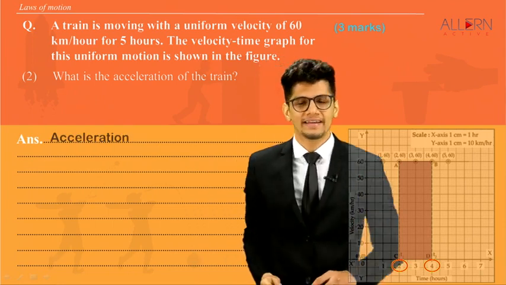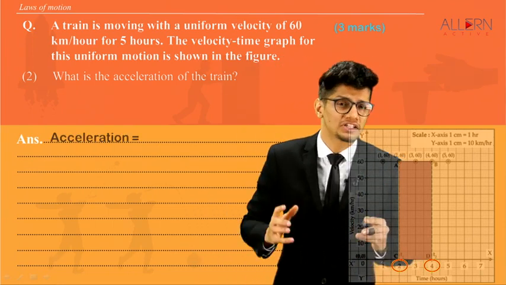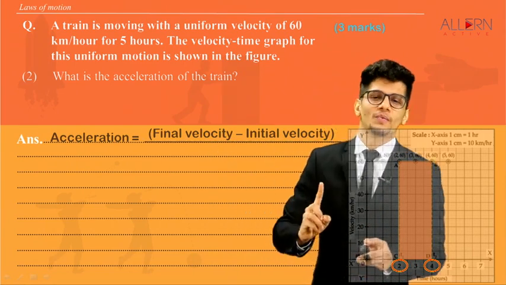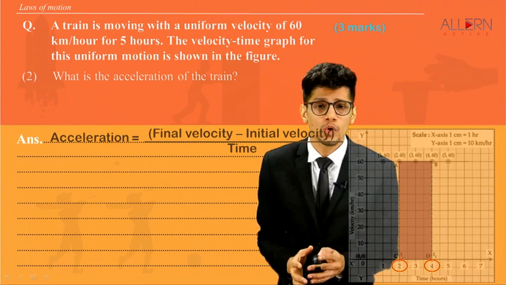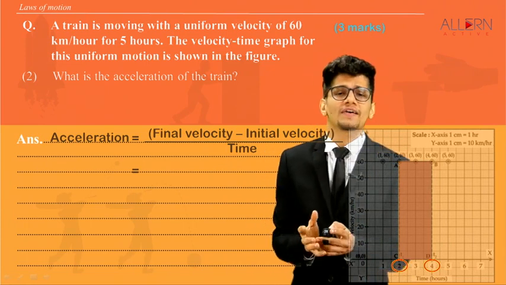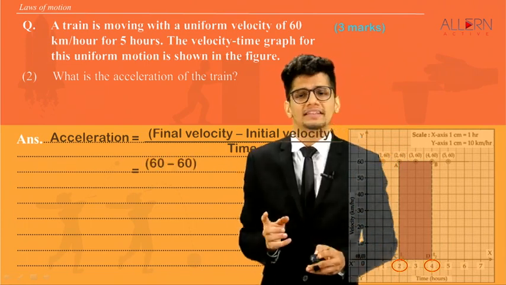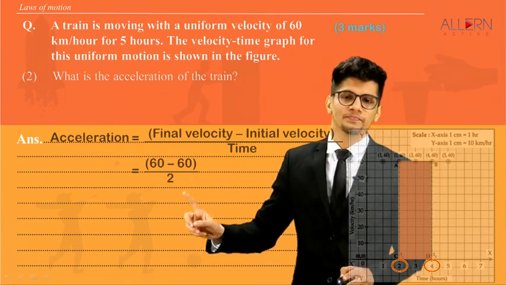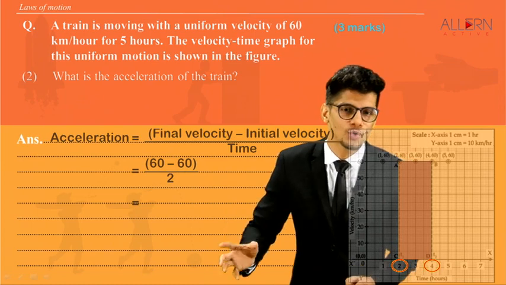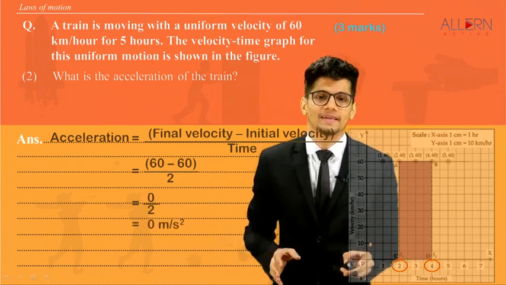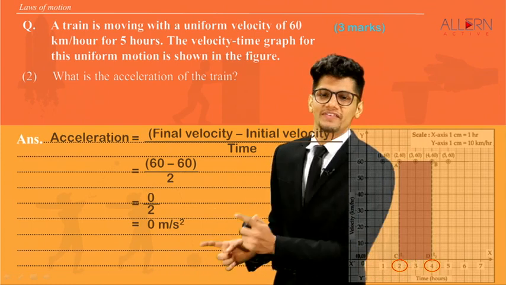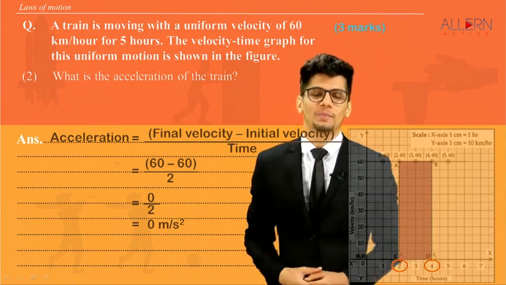So let's find this. So we know acceleration is nothing but change in velocity upon time, which is final velocity minus initial velocity upon time. We know that the final and the initial value of velocity from the graph is nothing but 60. So we have 60 minus 60 upon time, that is 2. 60 minus 60 becomes 0. So we have 0 upon 2, which is actually equal to 0 meter per second square. So here we have the acceleration as 0 meter per second square.